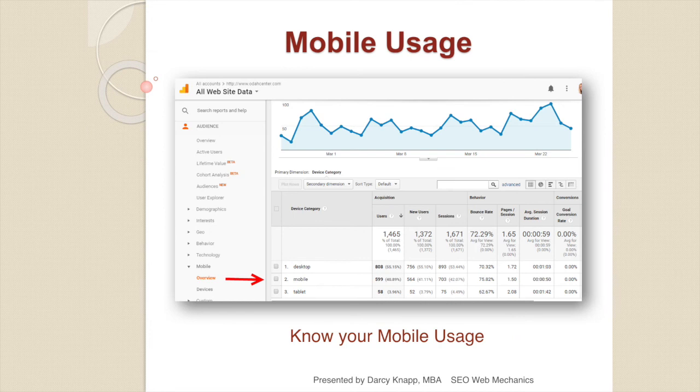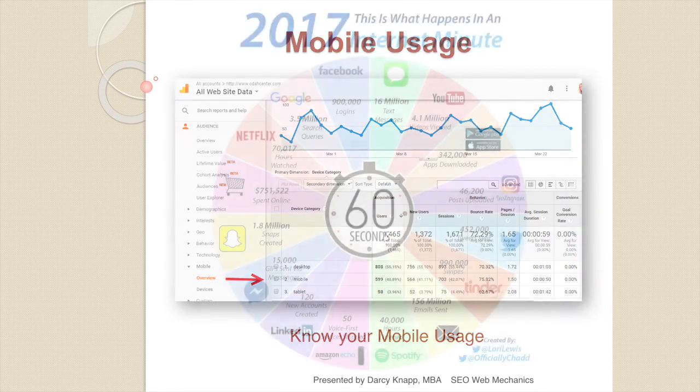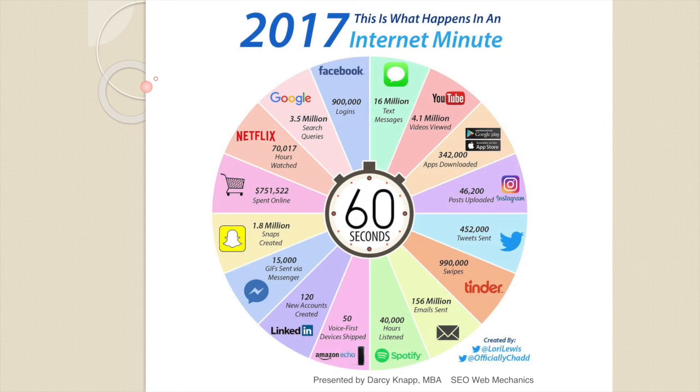Google Analytics will show you your mobile versus desktop usage, how many pages the average user was on, and what kind of time frame they were in. This is great data to know as you build your website content, to know what device you should be gearing it for. And some interesting facts. So we're looking at what happens in a minute. This is 2017 data just to give you an idea of how vibrant the web is and how much is going on at any given time.